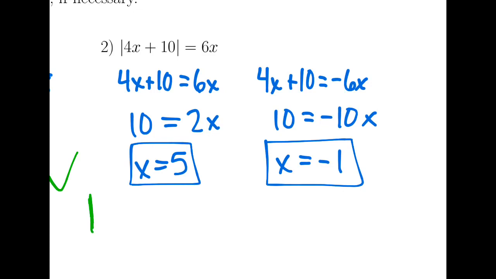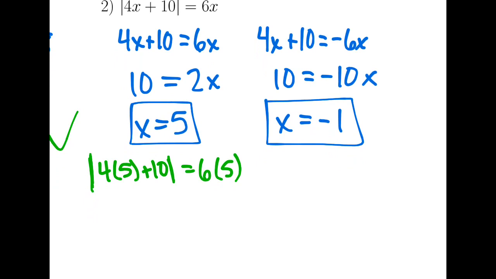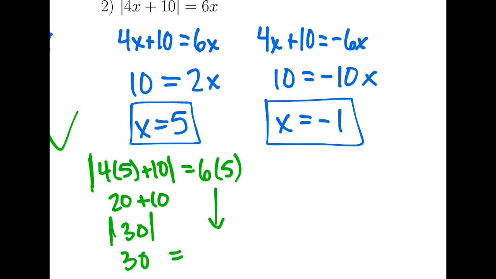If we plug in 5, we have the absolute value of 4 times 5 plus 10 equals 6 times 5. 4 times 5 is 20, plus 10 is 30. The absolute value of that is 30, and 6 times 5 is 30. That one checks out, and we're good.